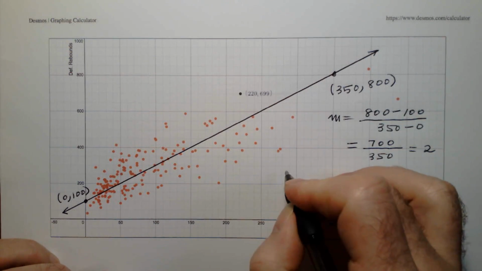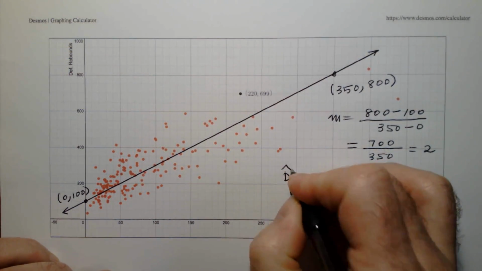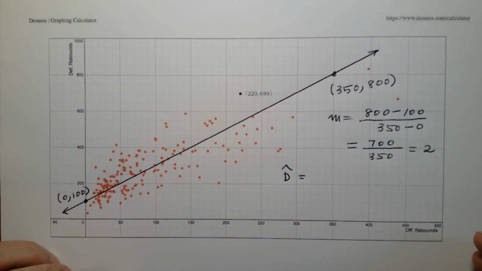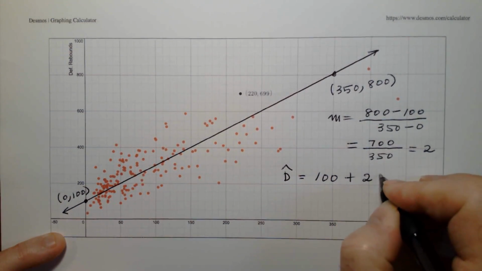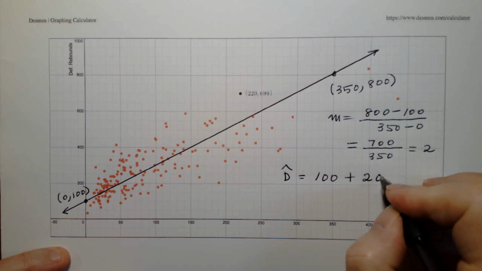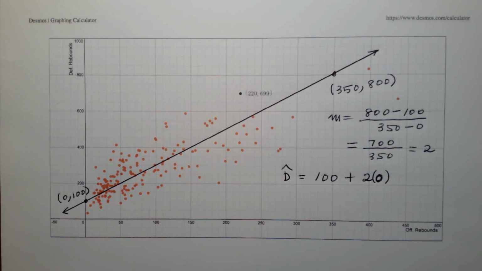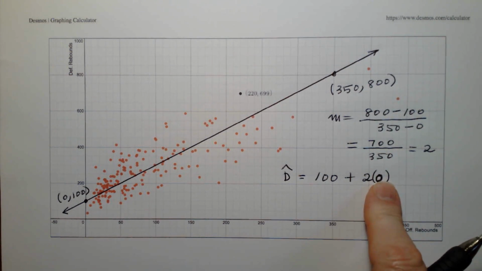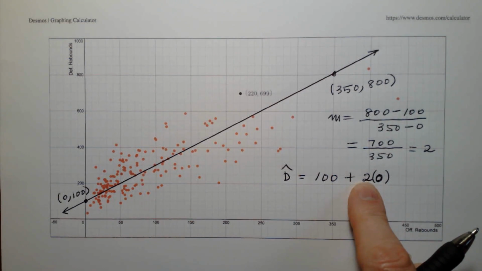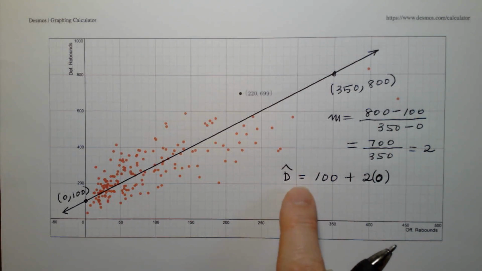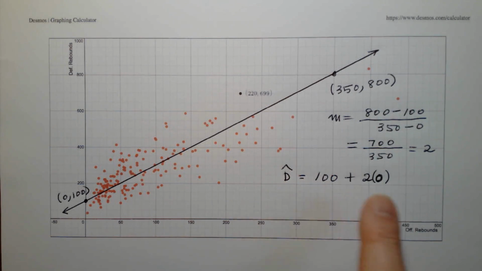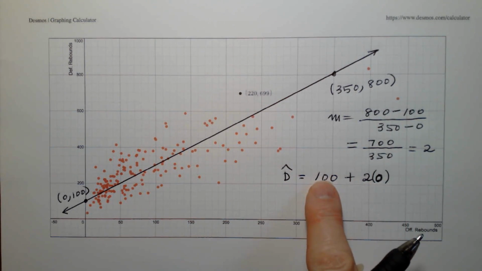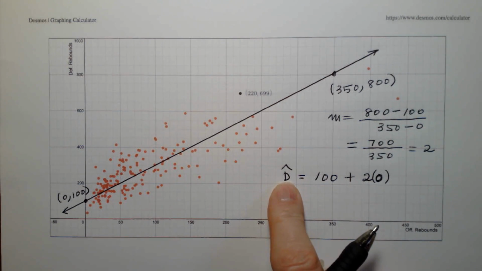So my equation is going to look like this. D hat is equal to 100 plus 2 times O, where O is the number of offensive rebounds. I'm going to put that in parentheses just so I don't think of that as a 0. All right, so I'm going to take my offensive rebounds, multiply them by 2, and add 100, and that's going to be my predicted number of defensive rebounds.